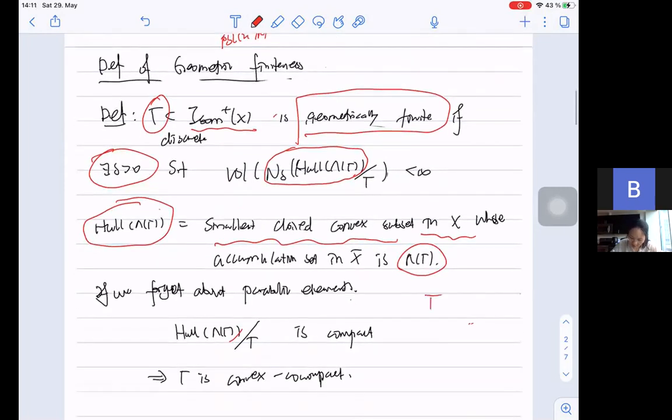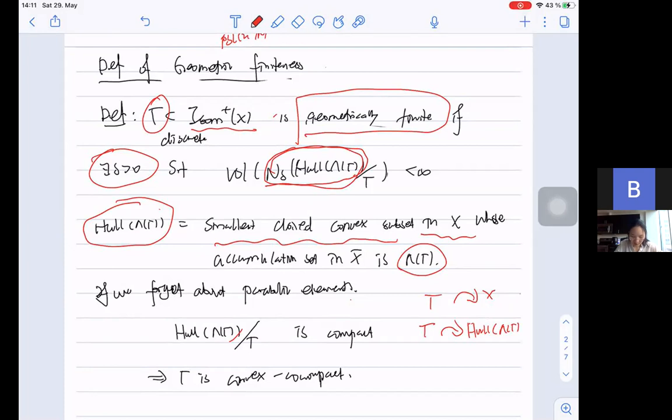So we have gamma acting on X, and this hull of the limit set is a closed convex subset inside X. And then this gamma also acts on the convex hull. And then we take the delta neighborhood of this convex hull and do the quotient. Then we can just say if the volume is finite, then we say it's geometrically finite. That's one definition for geometric finiteness.